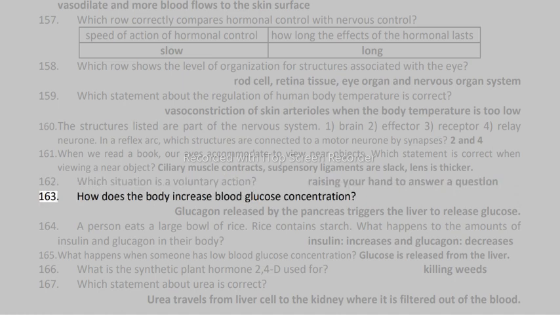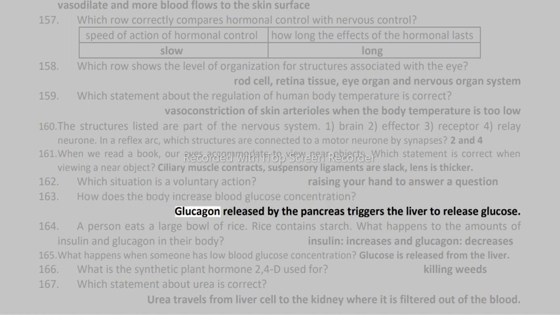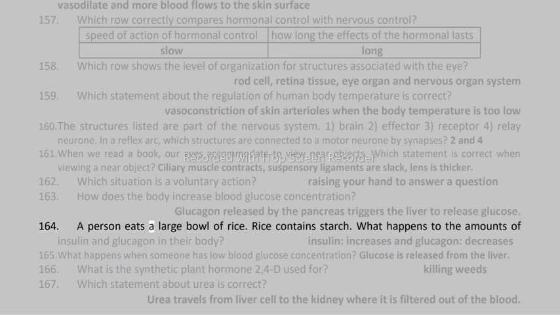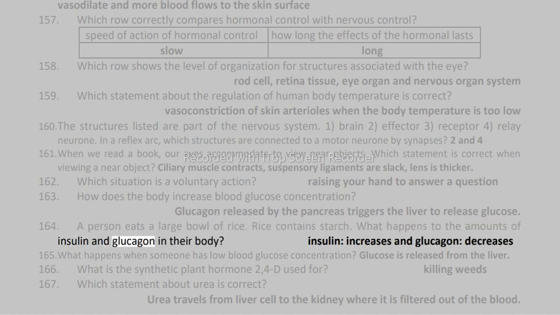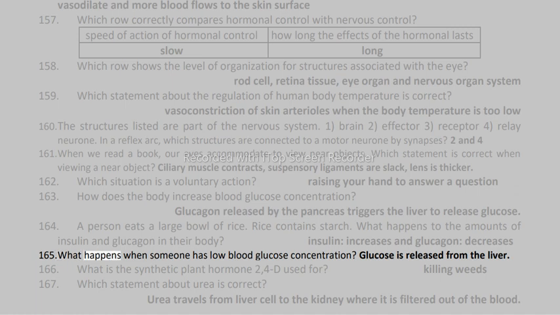162. How does the body increase blood glucose concentration? Glucagon released by the pancreas triggers the liver to release glucose. 163. A person eats a large bowl of rice. Rice contains starch. What happens to the amounts of insulin and glucagon in their body? Insulin increases and glucagon decreases. 164. What happens when someone has low blood glucose concentration? Glucose is released from the liver.